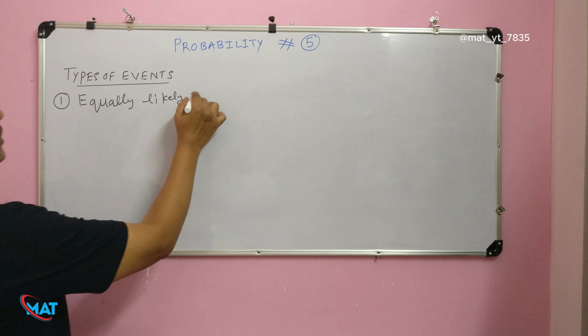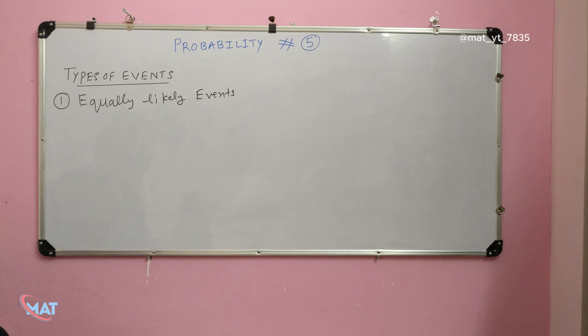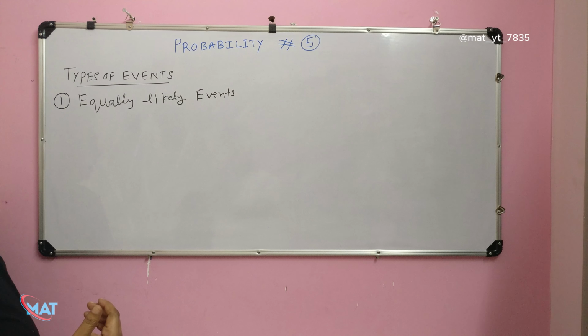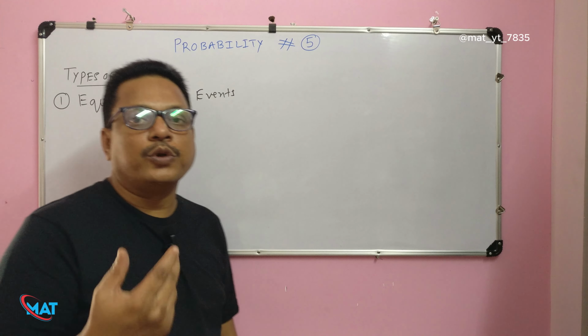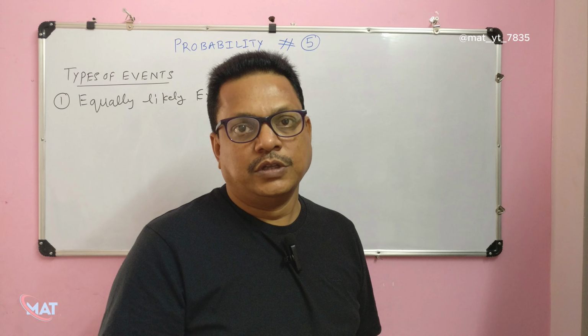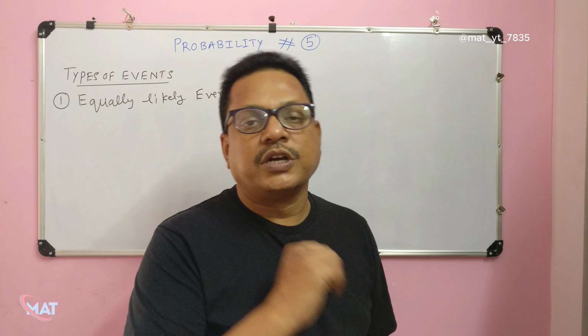Equally likely events. That means when you say events are equally likely, it means an equal chance of getting each output, right? Every outcome has the same probability value.